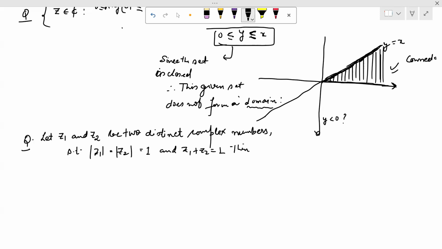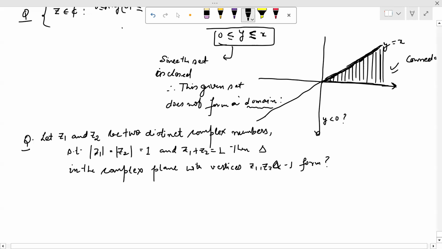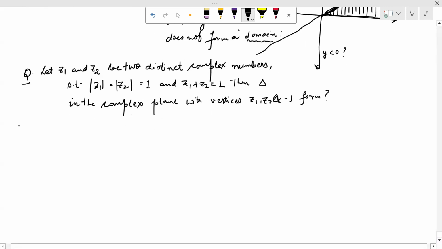Then the triangle in the complex plane with vertices Z1, Z2 and -1 form what? Do they form an isosceles triangle? Do they form a right angle triangle? Do they form an obtuse angle triangle? Or do they form an equilateral triangle? So let us think about it. What kind of triangle would be formed?